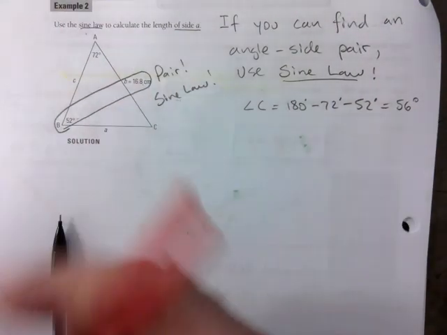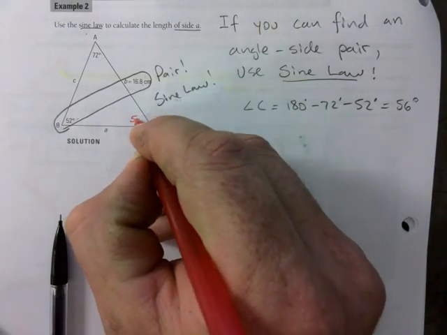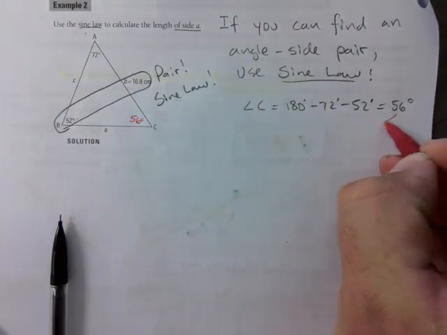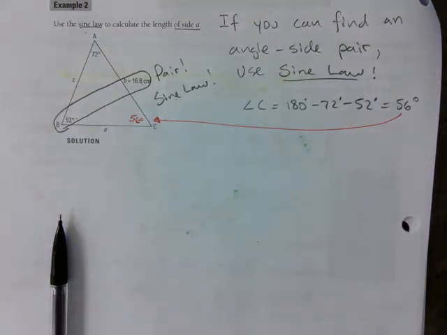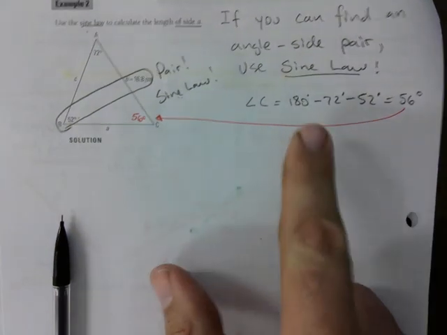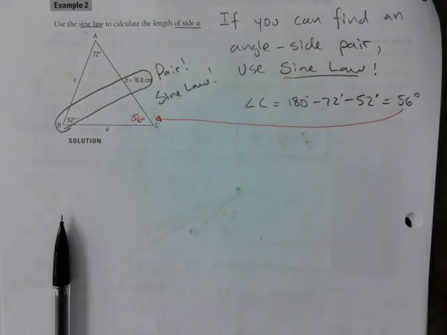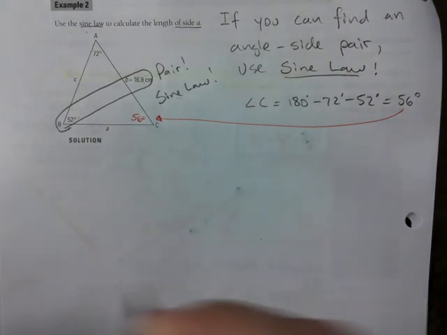I'm going to insert that here. 56 degrees. I just found that. I would encourage you to do that because sometimes you don't see the pairs there until you do this. And then you're like, yeah, I have a pair, right? So here we go.